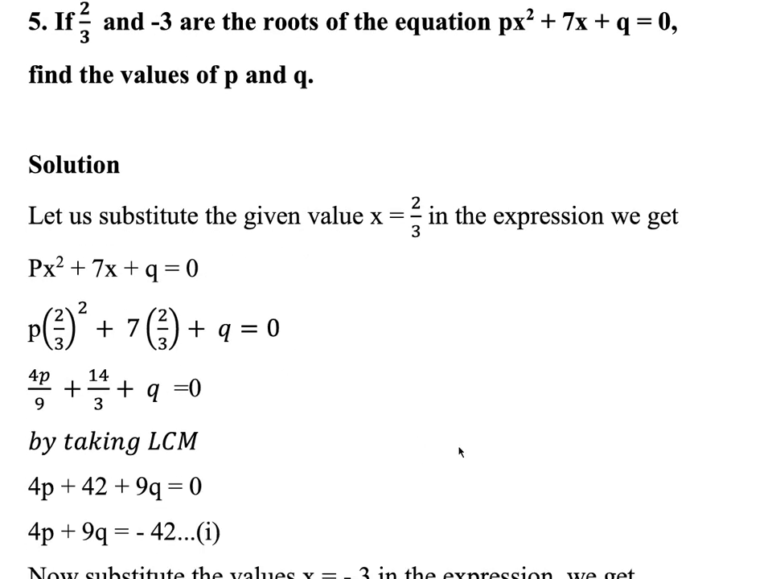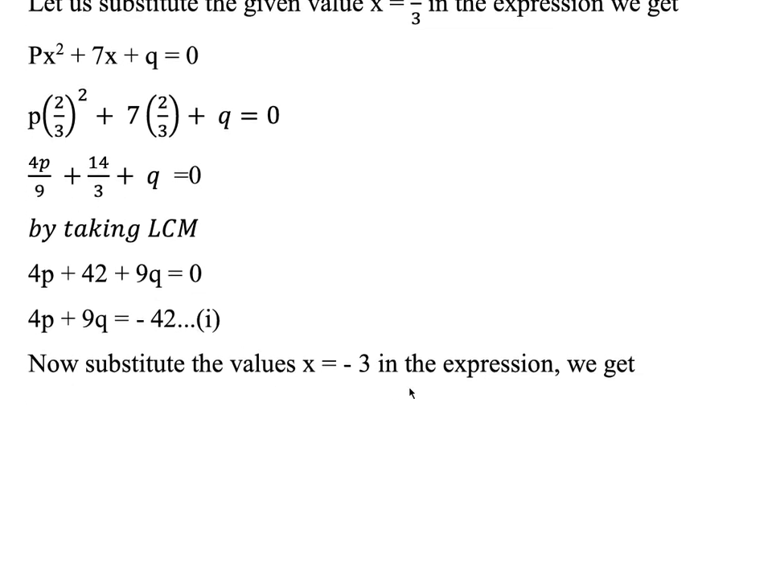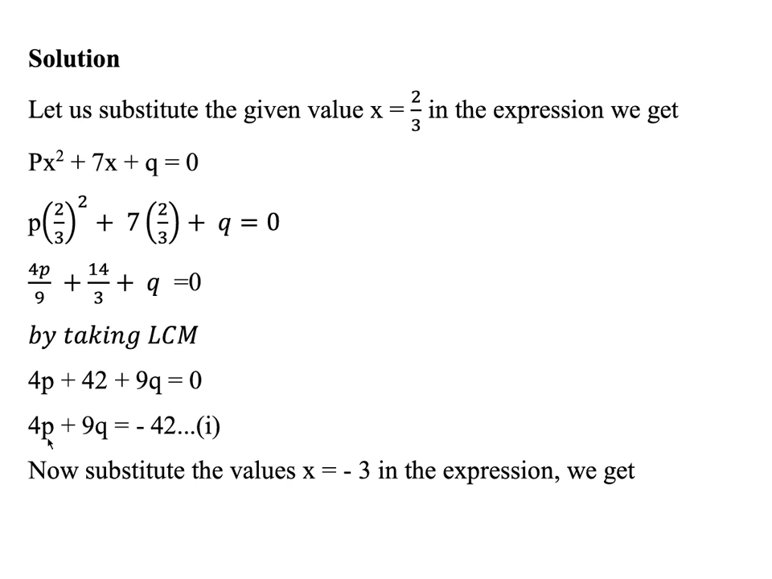See the next question. If 2 by 3 and minus 3 are the roots of the equation px square plus 7x plus q is equal to 0, find the values of p and q. So let us substitute the given value. x is equal to 2 by 3. In the expression px square plus 7x plus q is equal to 0, put 2 by 3 in place of the x. With a little bit of simplification we will get 4p plus 9q is equal to minus 42. Make it equation number 1.